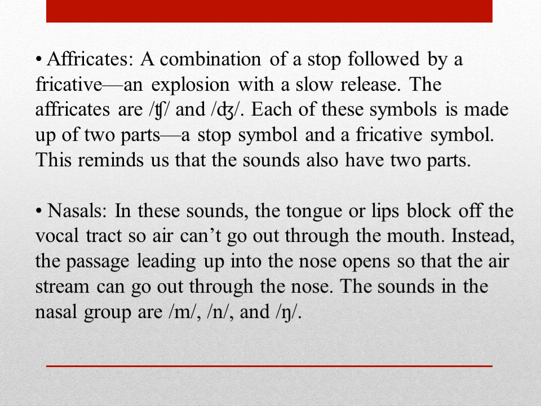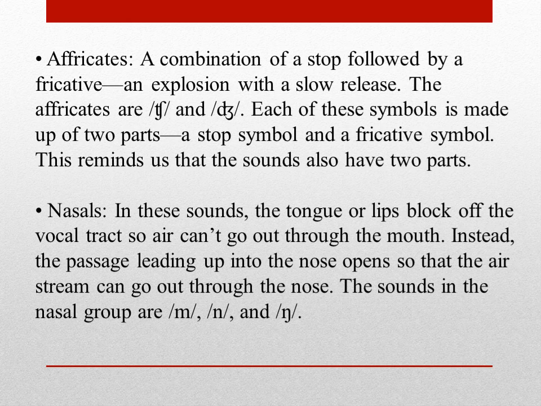The affricates are ch and j. Each of these symbols is made up of two parts, a stop symbol and a fricative symbol. See, you have the t symbol and it's followed by the sh. So this shows that somewhere the air in the mouth is stopped and then it's released by the mouth with a lot of friction.